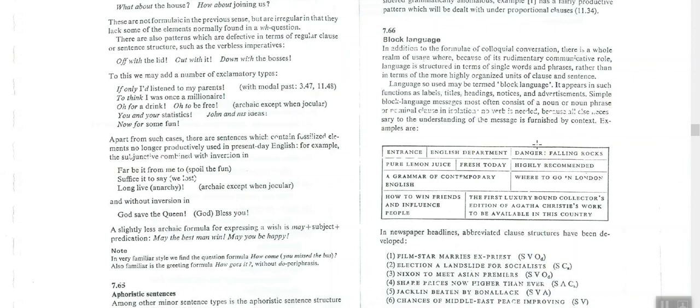Okay, so as I said, block language is when we have single words or phrases instead of long, organized phrases or sentences. Certain elements are deleted. Why are they deleted? Because the message can be understood. We can understand the message depending on context, so we don't need to enlarge the title or something. We need to shorten it, make it short. Here we have examples: entrance, English department, danger, falling rocks, grammar of contemporary English, how to win friends.